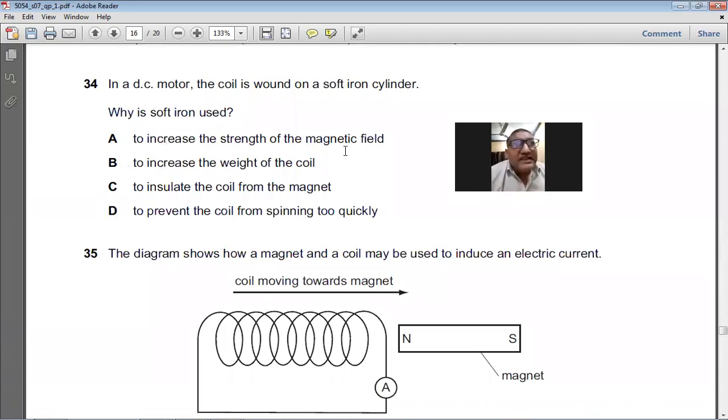In a DC motor, the coil is wound on a soft iron cylinder. Why is soft iron used? Because it will concentrate all the magnetic field lines inside it. To increase the strength of the magnetic field, that is right, actually. To increase the weight of the coil, that's wrong. To insulate the coil from the magnet, that's wrong. To prevent the coil from spinning too quickly, that's wrong. So A is the best option, sir.